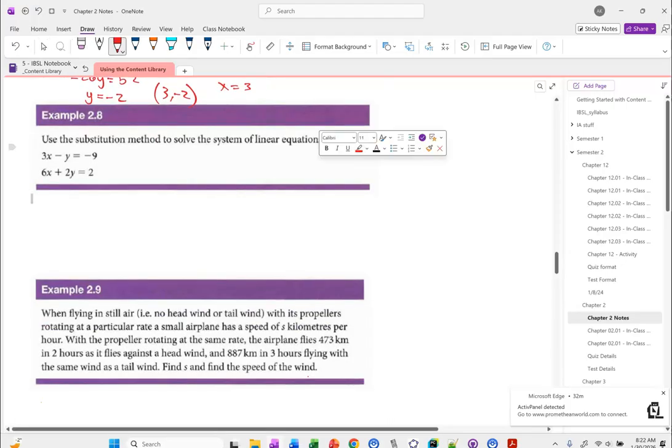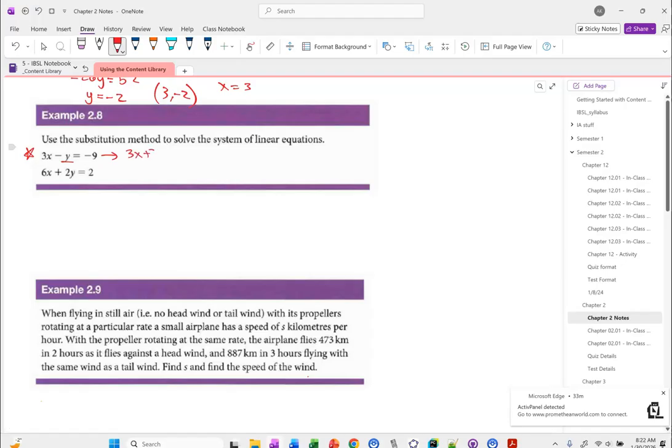Substitution. Who remembers how to do substitution? Brooks, what do I do? You get one variable to the side and you plug it all into the next one. Perfect. Which, looking at these two equations, which variable would you want to get by itself? Probably the negative y. It's the only one without a number. Yeah. Good. So let's use this equation and get the y by itself. So I'm going to add y to both sides and then add 9 to both sides.